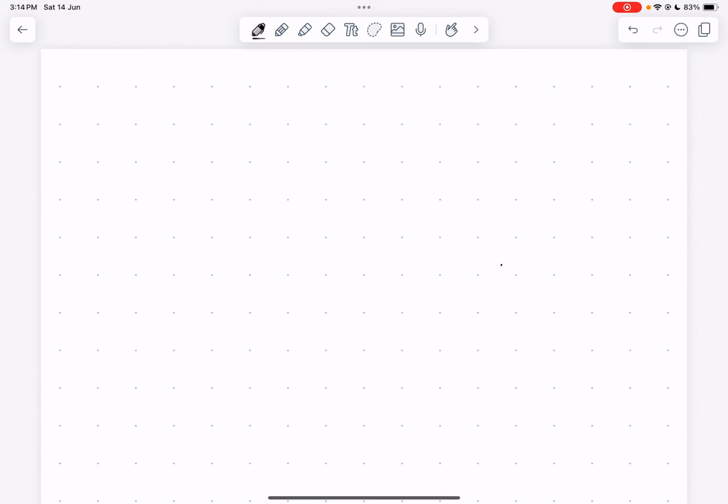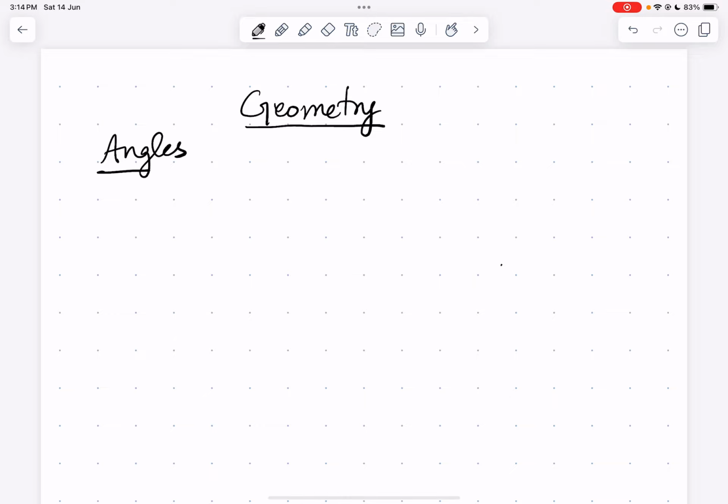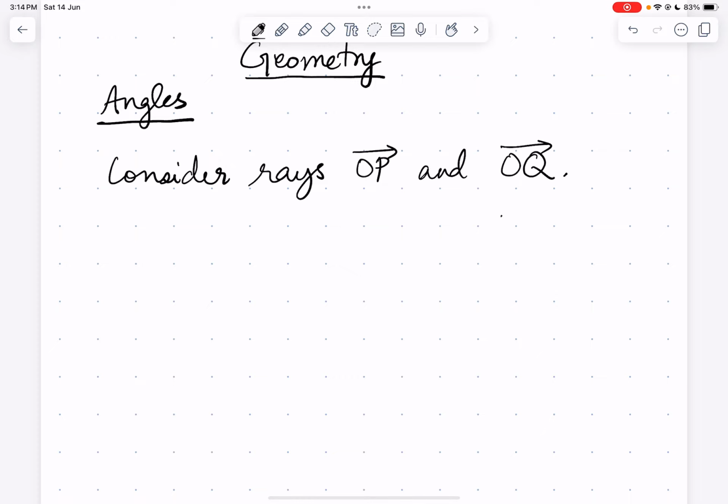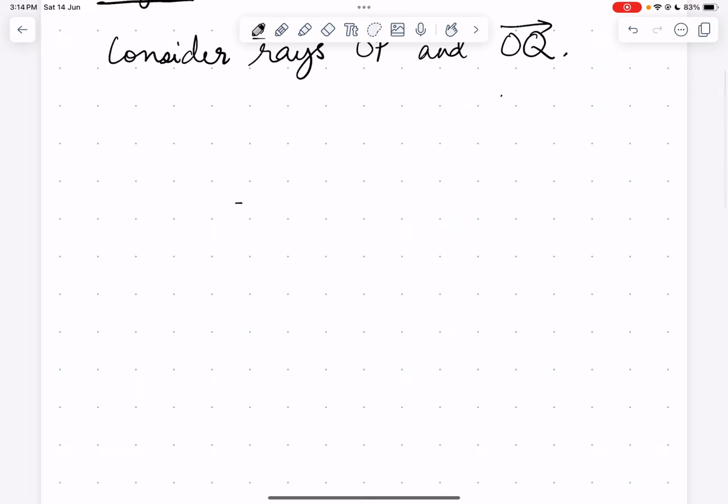Okay, let's continue. We'll study basic geometry, and first we'll study angles. So consider rays OP and OQ, two rays OP and OQ. So these are two rays OP and OQ.